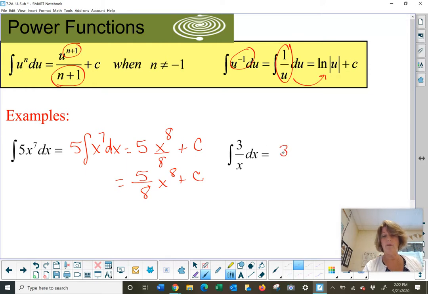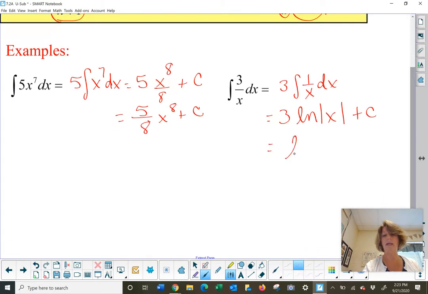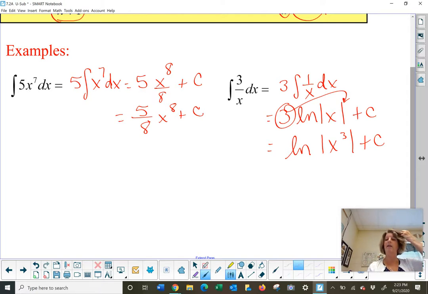This one, I would pull the 3 out front, and I have 1 over x dx. Now, 1 over x, I remember whose derivative is 1 over x? It's natural log, so I'd have 3 natural log absolute value of x plus c. The 3 was in my head because I could show this as natural log absolute value of x to the 3rd plus c, right? Because that power could come back up. Either inside or outside, it won't make any difference on that particular problem.